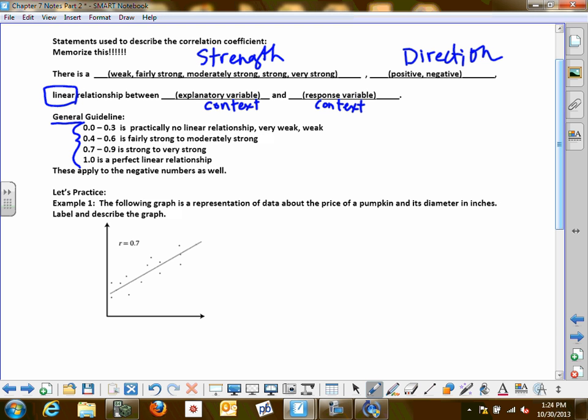So here's kind of an idea. Of course, zero would be no linear relationship. Up to 0.3 is probably a weak relationship. Okay. In the 0.4 to 0.6, you're getting moderate to fairly strong. 0.7 to 0.9. Now I put strong to very strong here, but I really even hesitate to call 0.7 strong. I would be inclined to say 0.7 is somewhat strong. I don't think you can really classify strong until you start getting into the 0.8s and the 0.9s. So I still would not necessarily even call 0.7 strong. And of course, one is a perfect linear relationship.